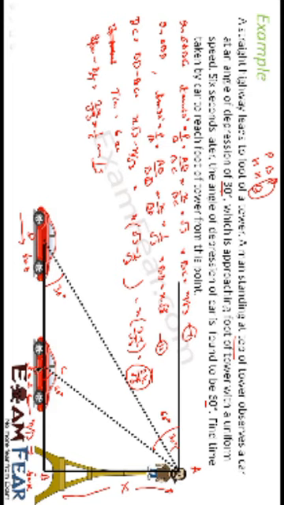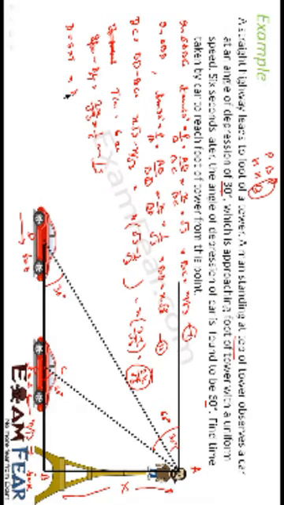Now we have the speed of the car. We have to find how much time it will take to travel BC, right? So distance is equal to speed into time, or time is equal to distance by speed. So you have to find the time it takes to reach from C to B.